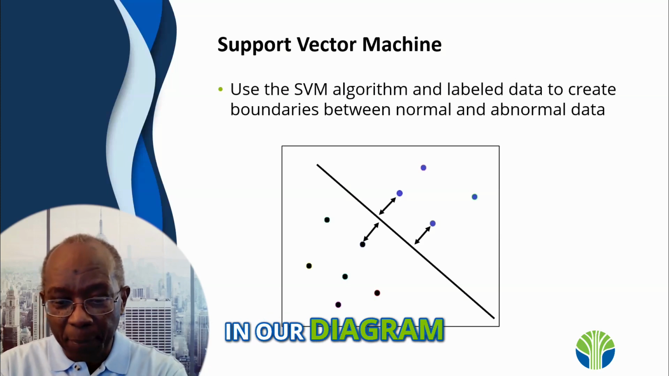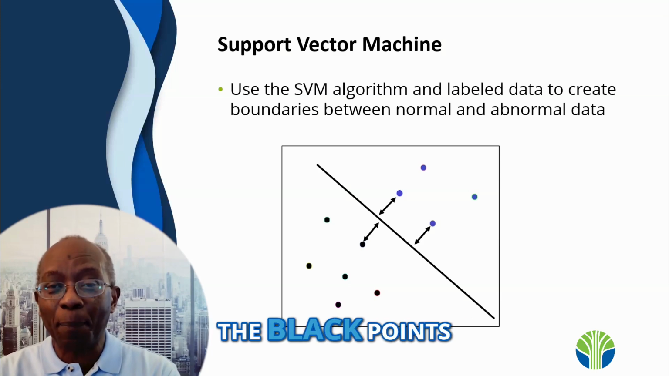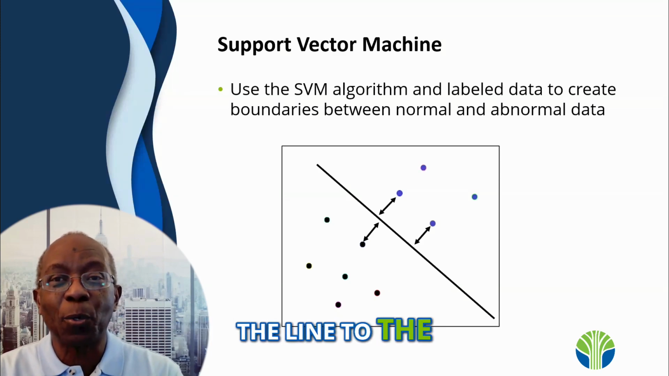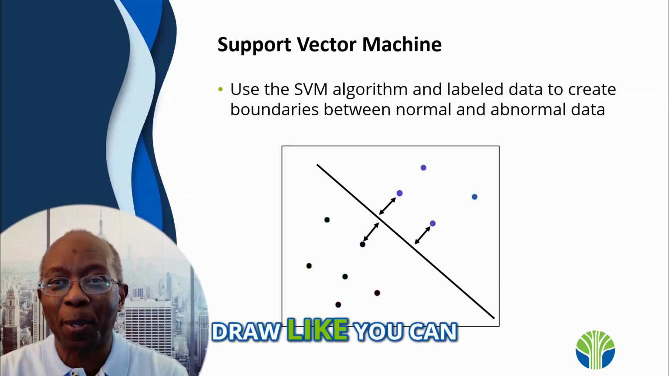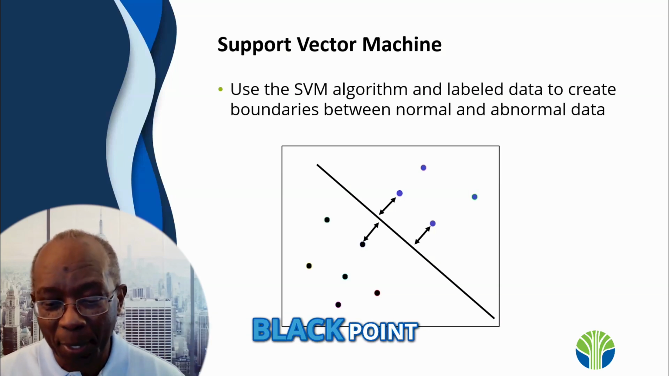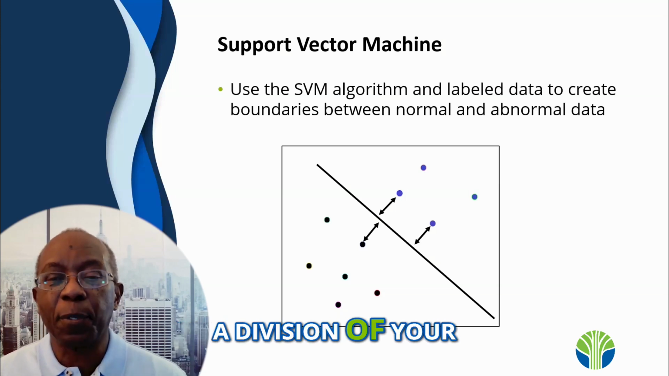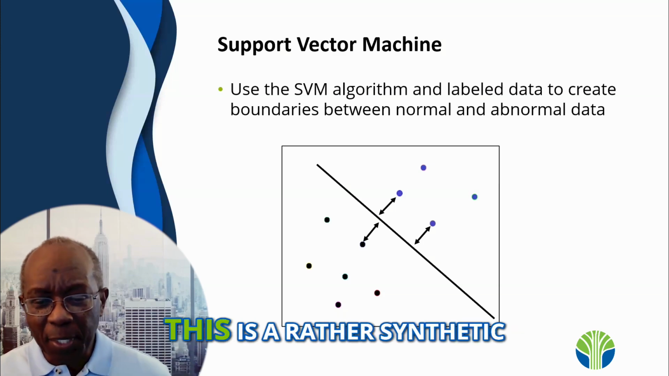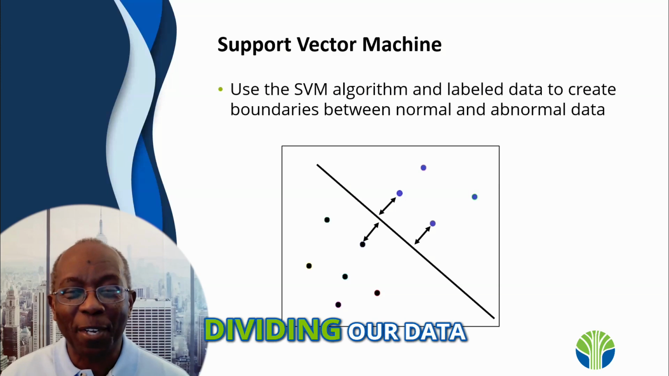So you can see in our diagram, we have the line going between the blue points and the black points, and those arrows are showing the distance from the line to the closest blue point or to the closest black point. Sometimes you get a draw, like you can see there are two blue points the same distance away from the black line. And in that way, you can get essentially a division of your data into, in our case, normal and abnormal data. Now, this is a rather synthetic example because we have a nice straight line dividing our data.